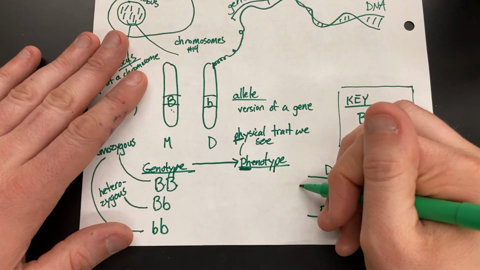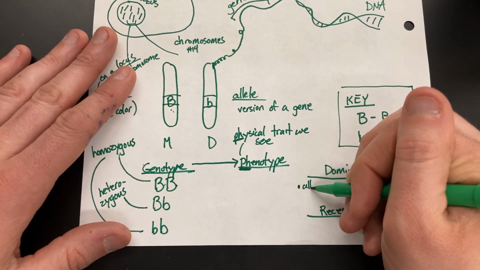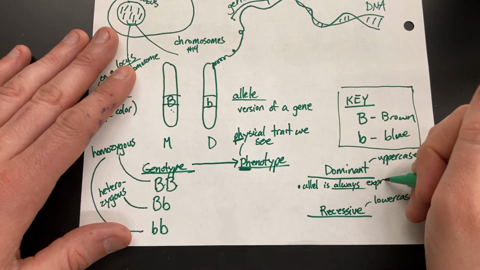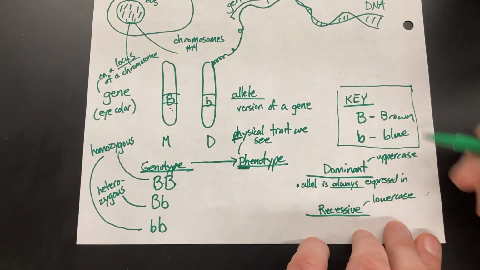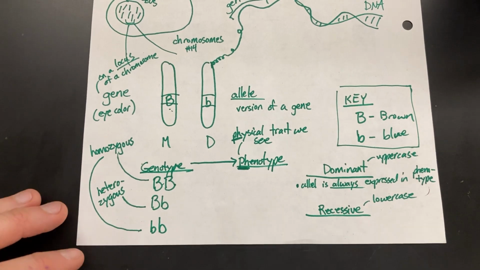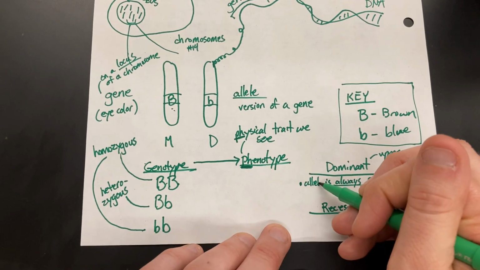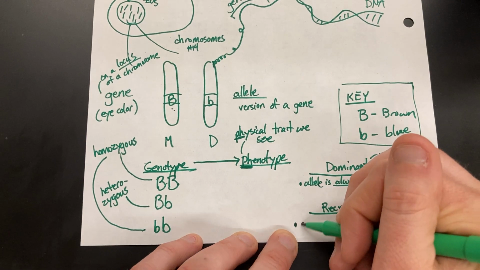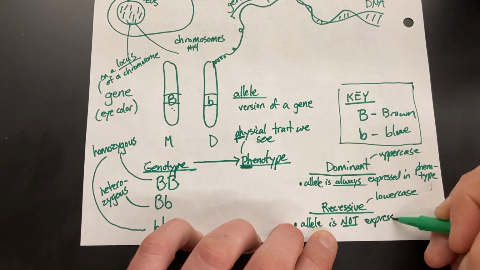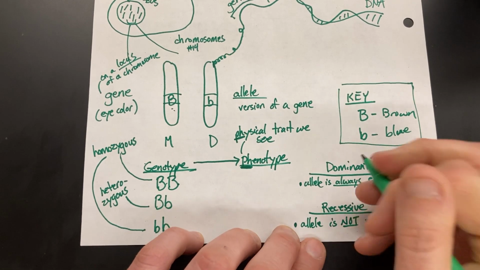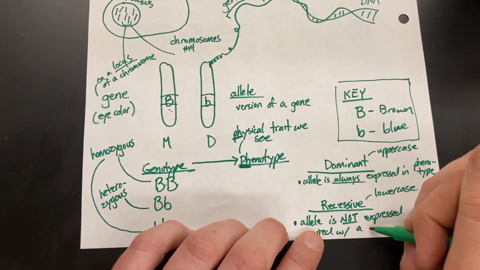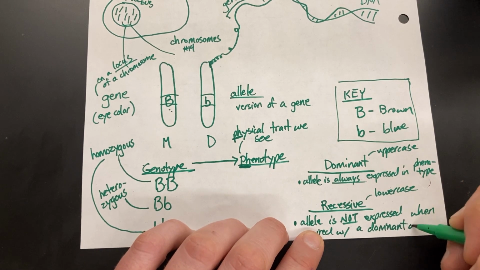All right, the dominant allele, what does that actually mean? This allele is always expressed in the phenotype. Whereas the recessive allele is not expressed when paired with a dominant allele.